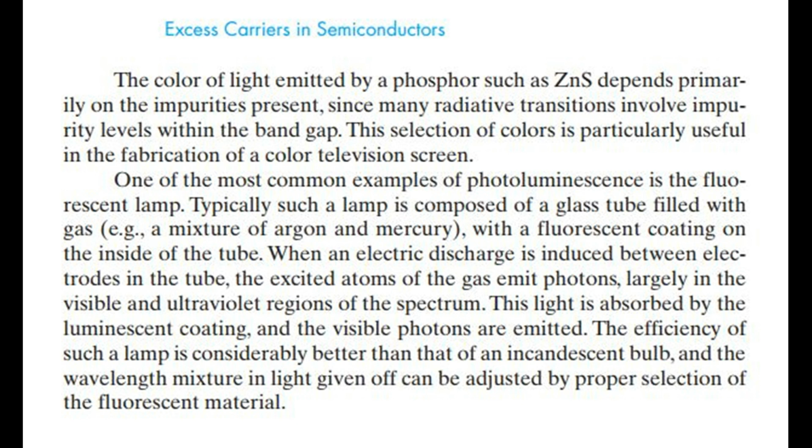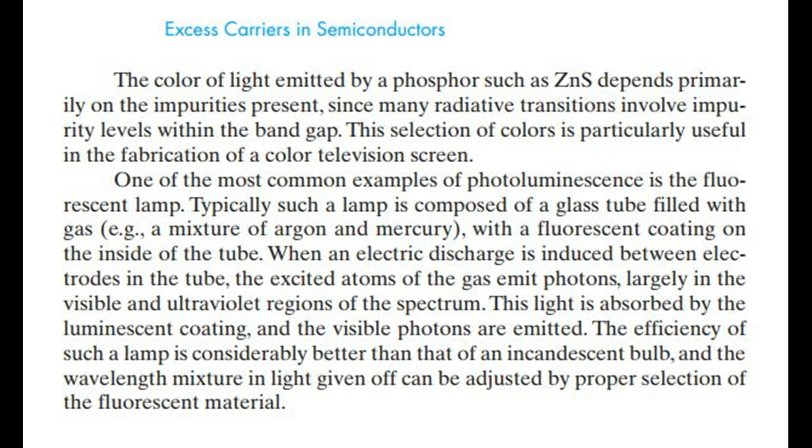The color of light emitted by a phosphor such as zinc sulfide depends primarily on the impurities present, since many radiative transitions involve impurity levels within the band gap. This selection of colors is particularly useful in the fabrication of a color television screen. One of the most common examples of photoluminescence is the fluorescent lamp.